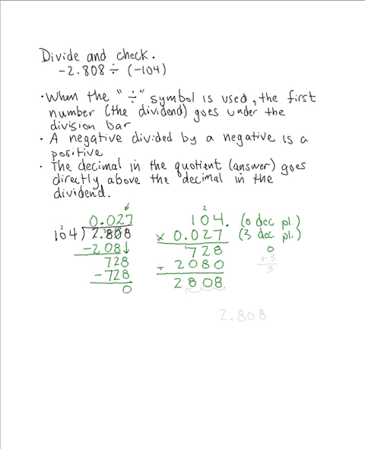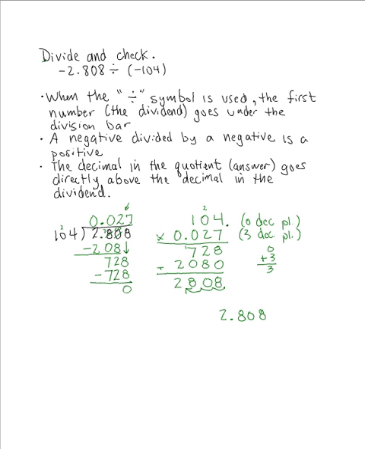So the number of decimal places on our final answer for this problem should be 3, because 0 plus 3 gives us 3. To find out where that is, we start at the right side and move 1, 2, 3 spaces to the left. That will give us 3 decimal places. So our final answer for this problem is 2.808.